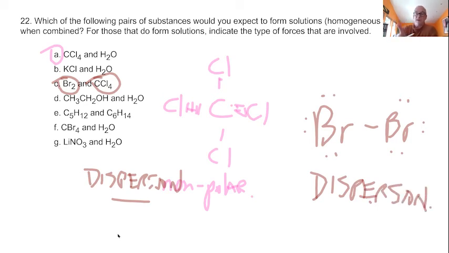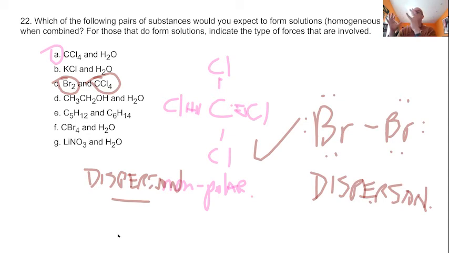So I have one molecule that's capable of only dispersion, and another molecule capable of only dispersion. Are they going to mix together? Yes, they will, because they can form dispersion interactions with each other. You might argue that water can form dispersion interactions too, and that's true, because every molecule can.